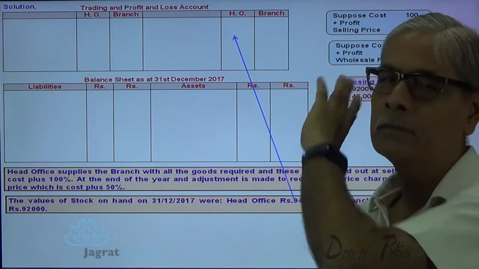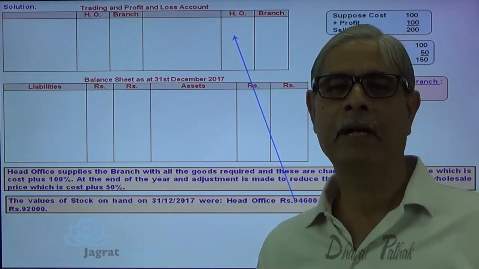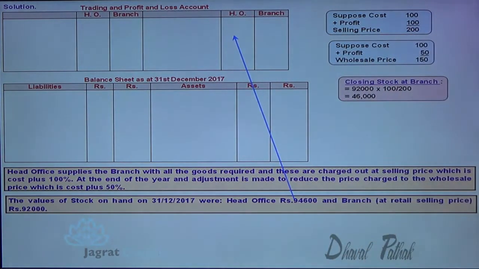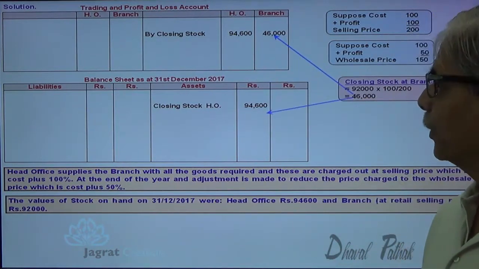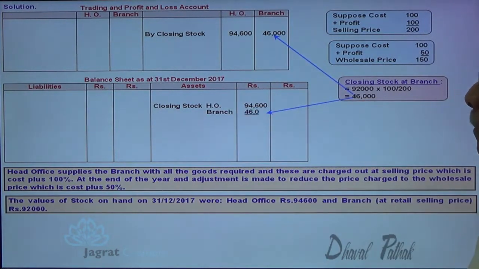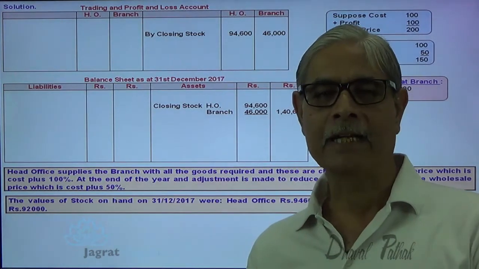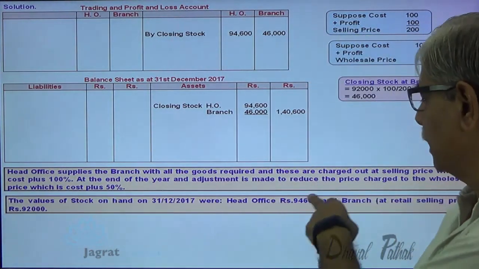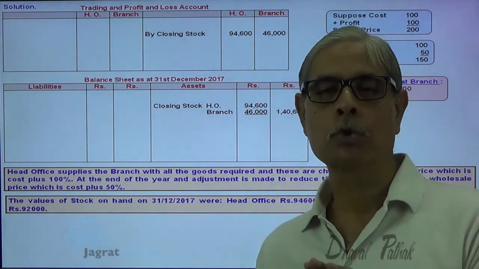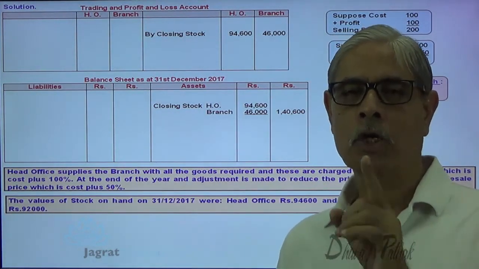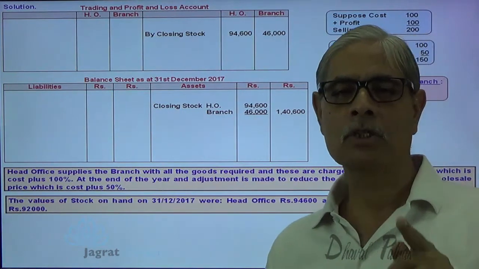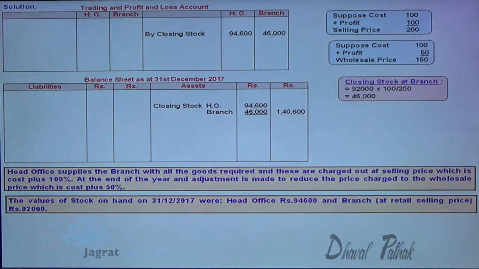And I will record cost of stock in my trading account. So 94,600, balance sheet asset side. This is a branch stock at cost 46,000 that I write on the asset side. So the total of stock that will go to the outer column is 1,40,600. This is how stock adjustment is recorded. So stock details given to me is reduced to cost, and at cost stock is credited in trading account. At cost stock is reported in the balance sheet.